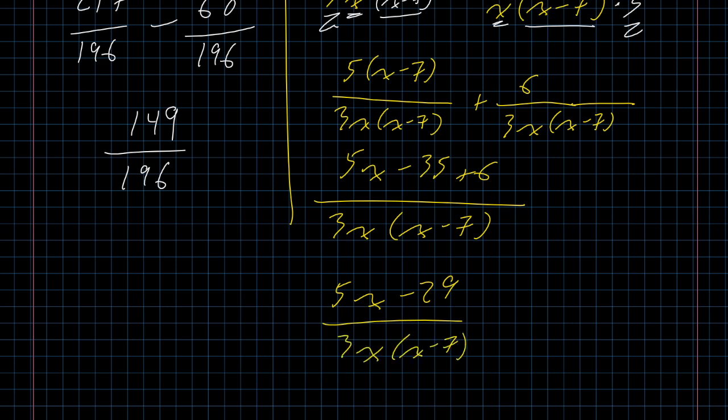In this particular case, that doesn't actually do anything. There is nothing I can do further because 5x minus 29 cannot be factored. On to the next example. This one is really tricky.